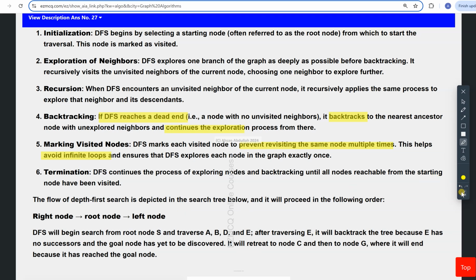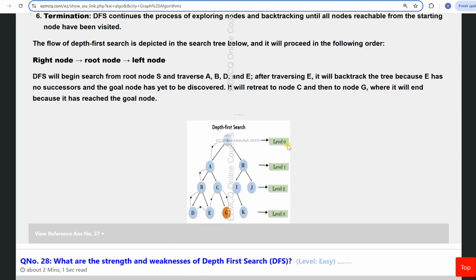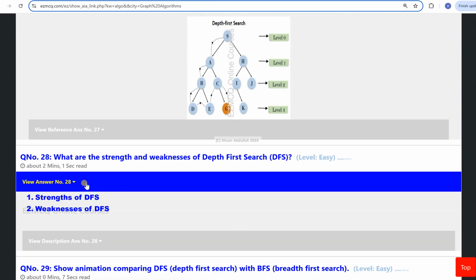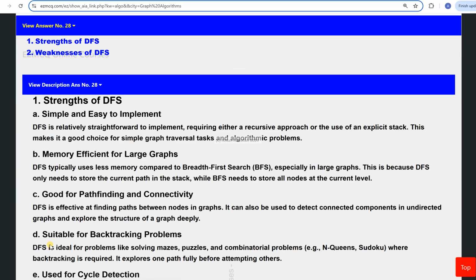So let's look at the example. Okay. So you see, it is not going level by level, but it is going vertex-wise. It keeps on going, and keeps on going, right? And then it backtracks. Then it backtracks again. Okay, this is how it works. So it's a different thing as compared to breadth first search. So what are the strengths and weaknesses of depth first search?